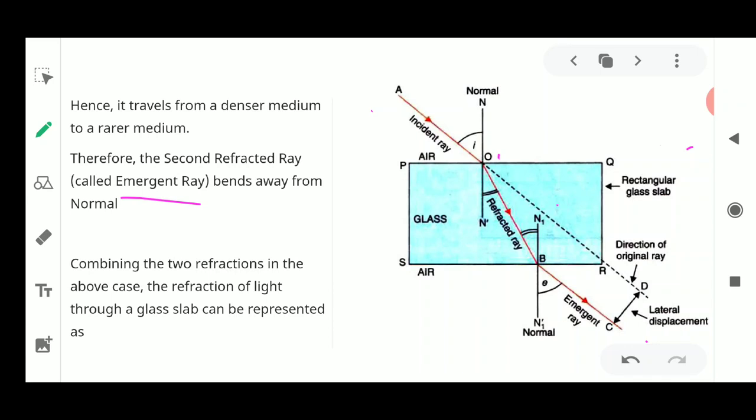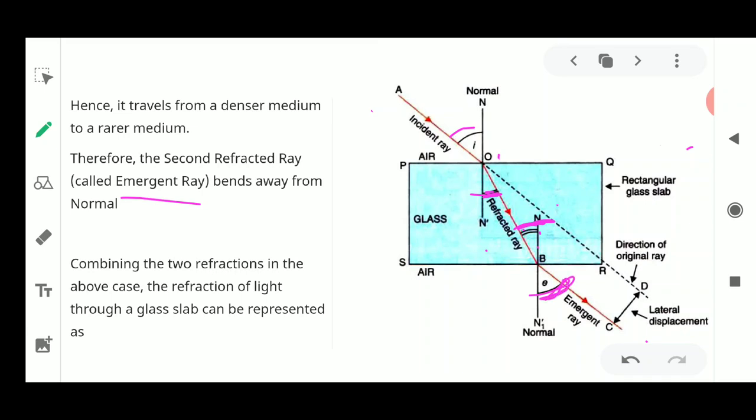Now next, there will be one more concept. Let me revise this. The angle of incidence is this I, which is drawn between the incident ray and the normal. The refracted angle is this one, which is drawn between the normal and the refracted ray. And what is this E? Again one more angle is there. This is again a refracted angle, and this one is angle E.